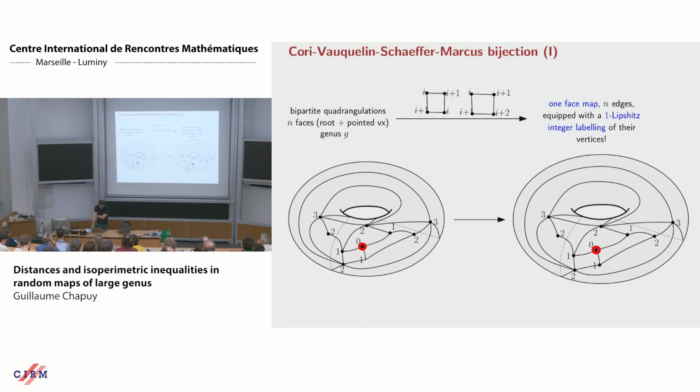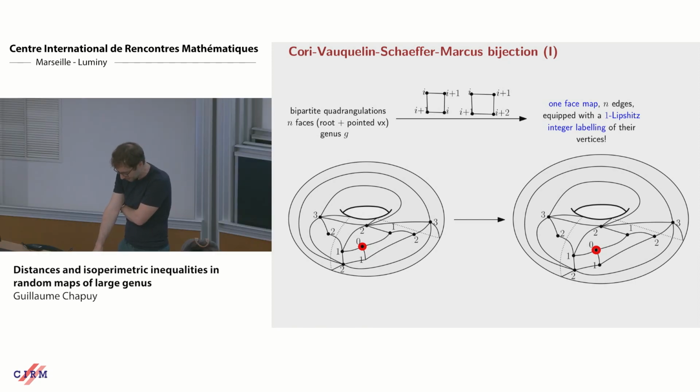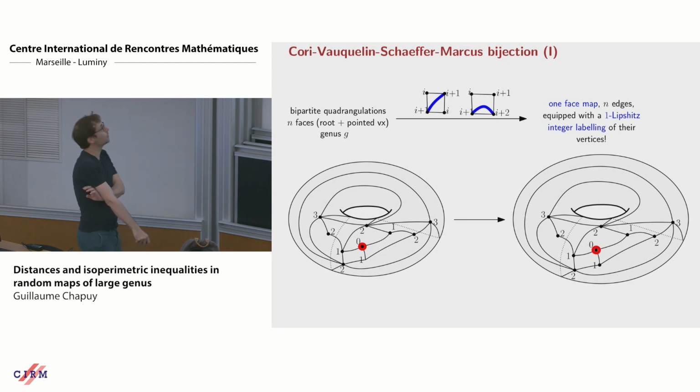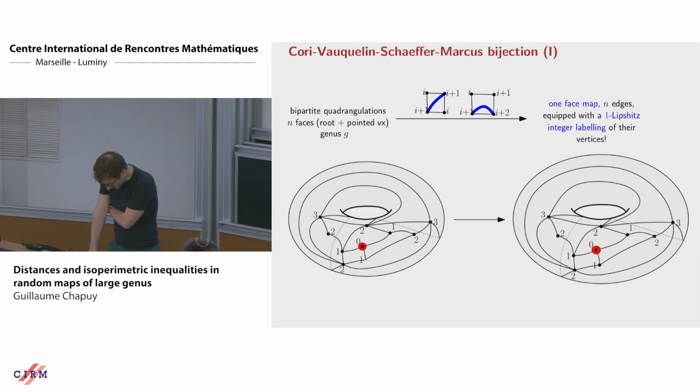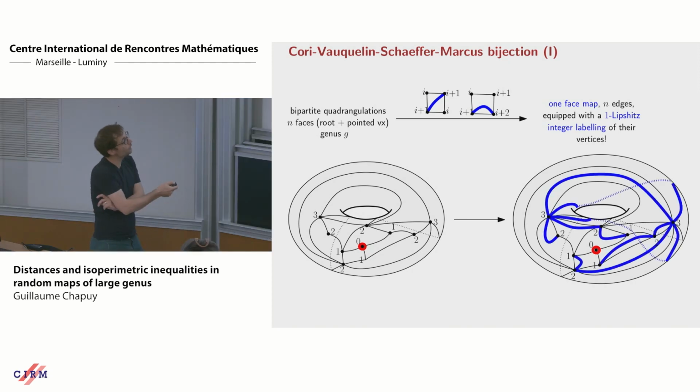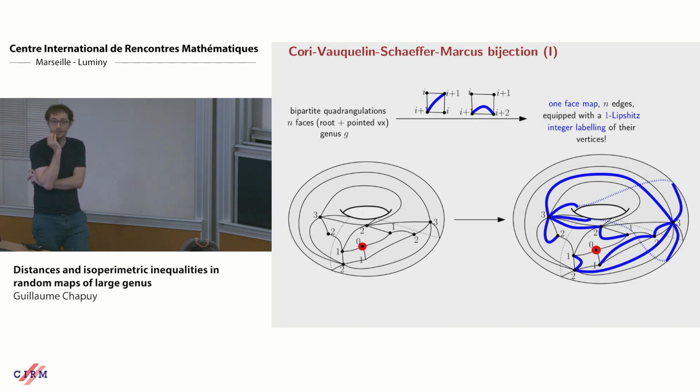And then you have these crazy rules due to Gilles Schaeffer, called the Schaeffer rules. In the first case, you do that, and in the second case, you do that. How do you find this? I have no idea. And you do this in all the faces of your map. So you get some blue graph drawn on your surface.